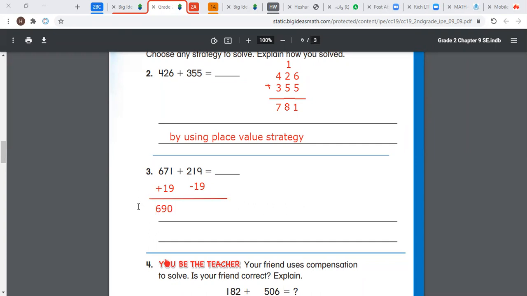191. Yes, you can use also place value. It's no problem. 1 plus 9, 10, 0, carry up 1. 1 plus 7 equals 8, 8 plus 1 equals 9, and 6 plus 1 equals 7.